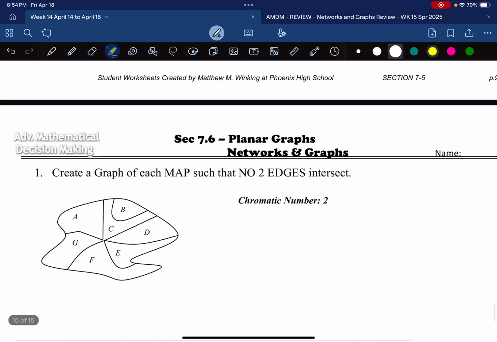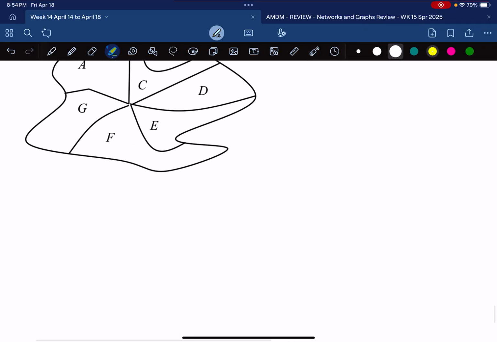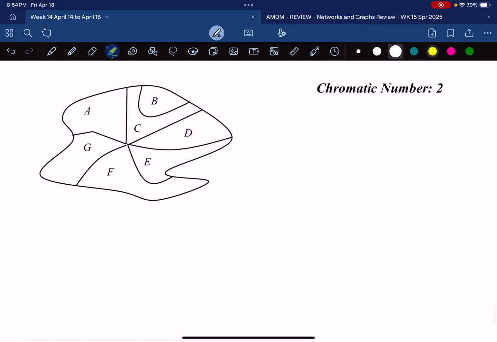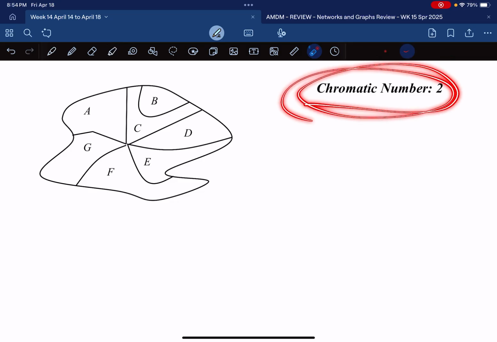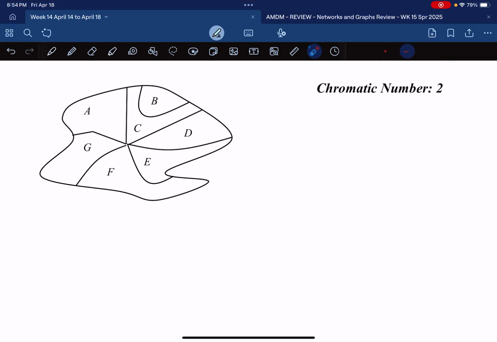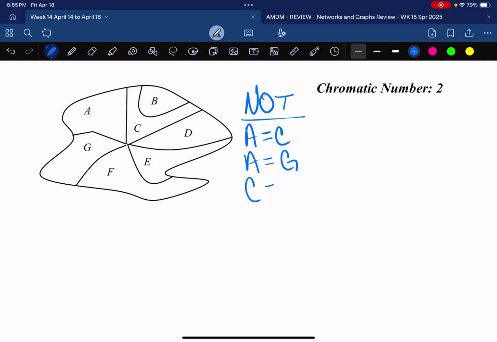I want to make a chart one more time because I wanted to do one that's a little bit more complicated. Here it's telling us that it only has 2 chromatic numbers. So I'm going to look again at which ones cannot be the same. So A cannot equal C. A cannot equal G. C cannot equal B. C cannot equal D. D cannot equal E. E cannot equal F. And F cannot equal G.